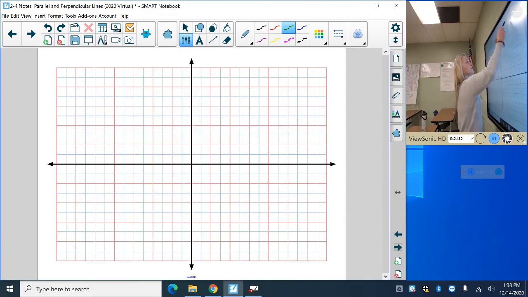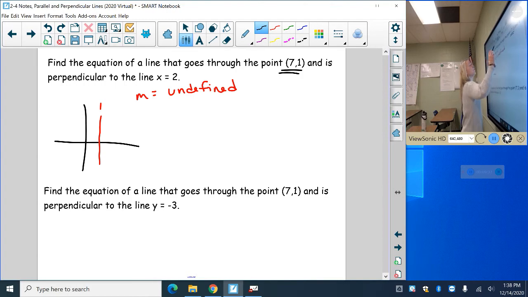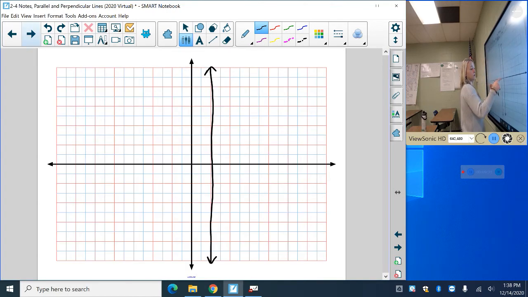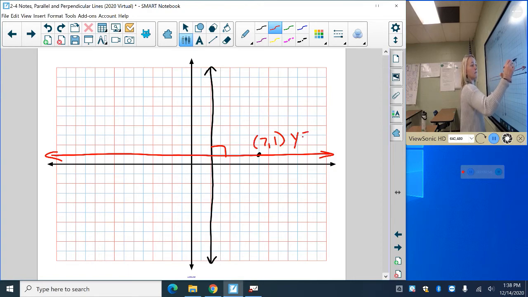So I have x equals 2. We'll make it black. X equals 2 is going to be this line right here. And then my point is (7, 1), which is 1, 2, 3, 4, 5, 6, 7, 1. And I want it to be perpendicular. So if I could draw the line, I know it would be this. But how do I know what the equation of that line is? Well, it's a horizontal line, so it has to be y equals. Well, what does y equal? This point is (7, 1). Y equals 1 is the equation of a line that's perpendicular to that one.